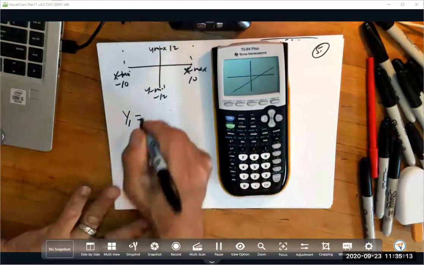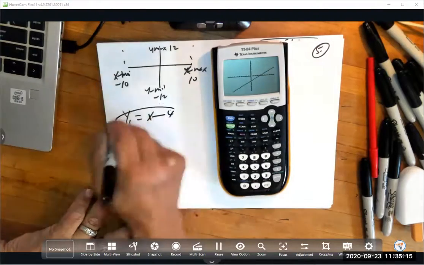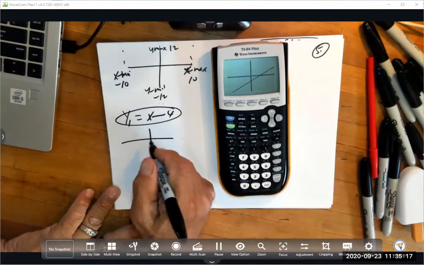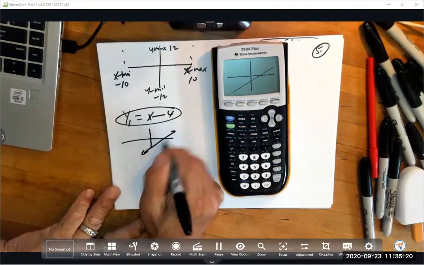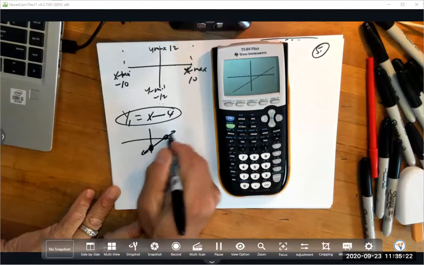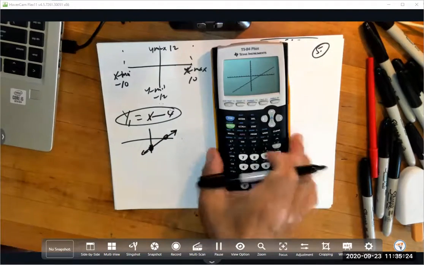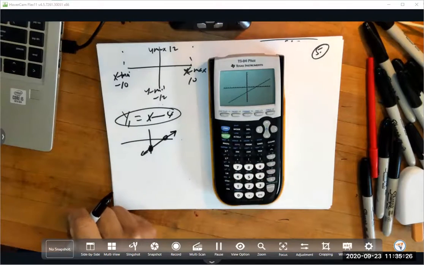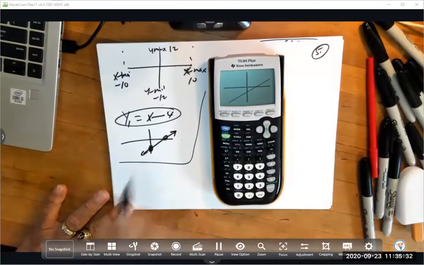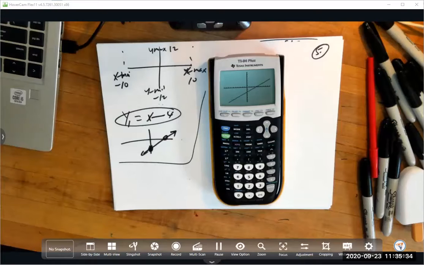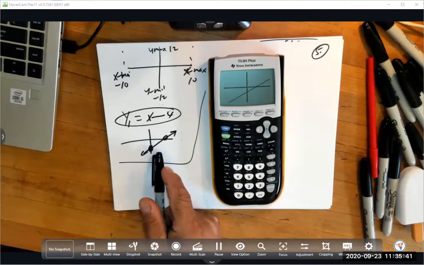So let me draw it here. It looks like this. It goes under here, and it goes like that. Everybody get something like that? Hopefully, yes. Y1 equals what? X minus 4. I'm going to change it. All right. Is everybody okay with this graph here? Yes or no? Yes. All right.